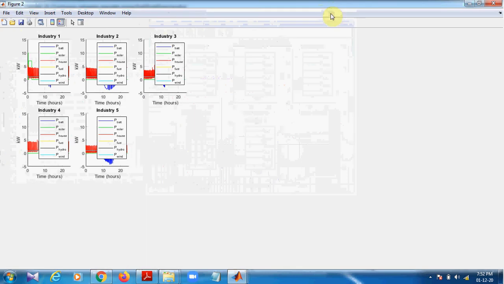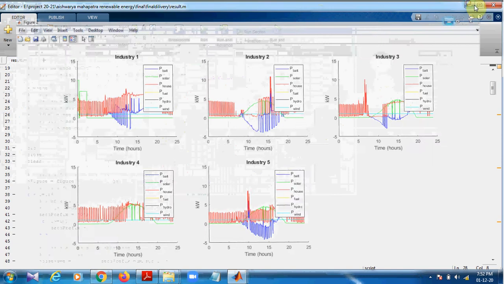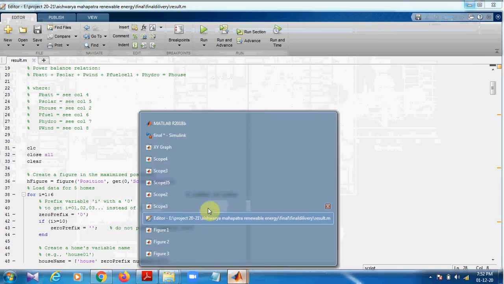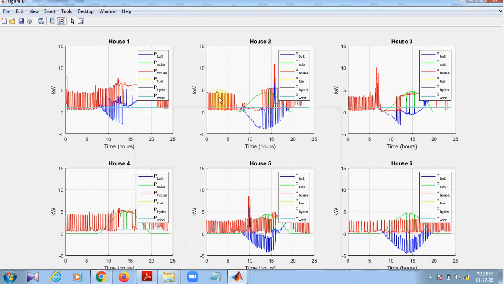Likewise, you can see here the power consumption by different small industries. We have created 5 small industry models. These 5 industry models are consuming power from various sources. Same, we have created a 24-hour simulation model, and it is generating the graph for power consumption from various sources. Like the industries, we have created the house model as well.